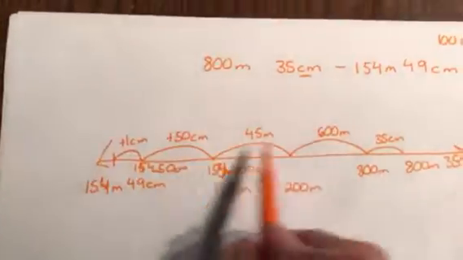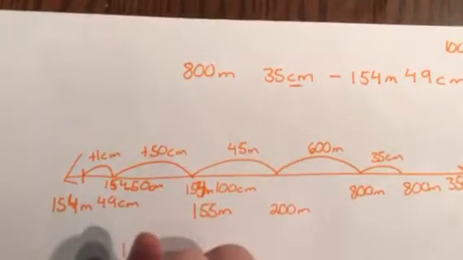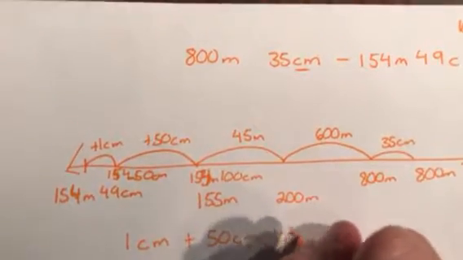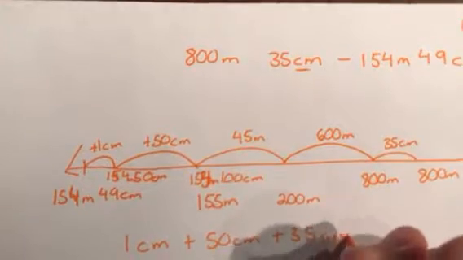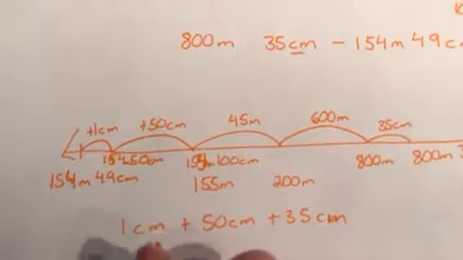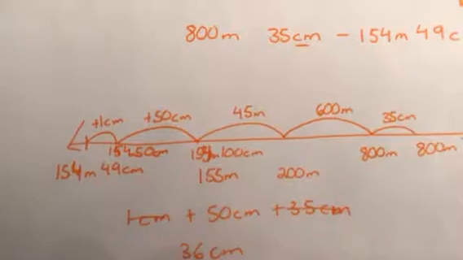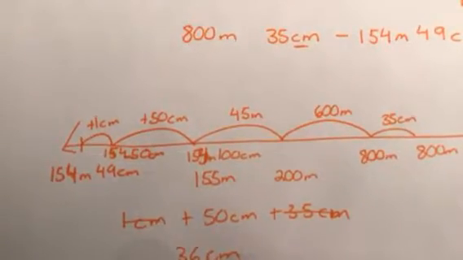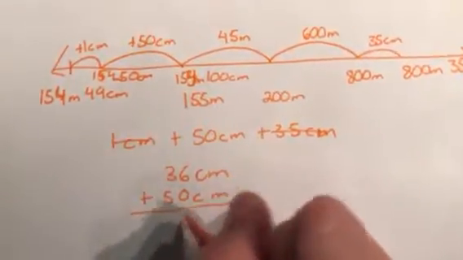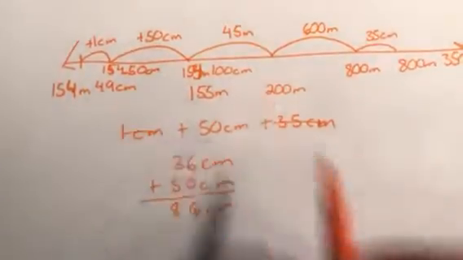Now to finish this problem, I need to see how many jumps I made. So I'm going to go ahead and add up my centimeter jumps. So I had 1 centimeter plus 50 centimeters plus 35 centimeters. I'm going to start by adding my 1 centimeter and my 35 centimeters, and I know that's going to give me 36 centimeters plus 50 centimeters. And I can add this using standard algorithm or place value chart. And I made 86 centimeters of jumps.